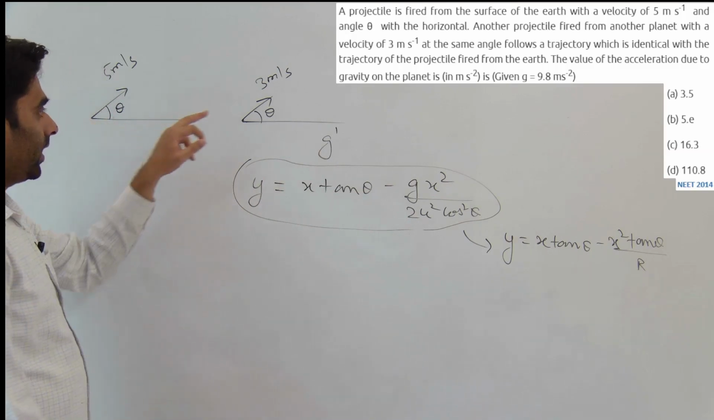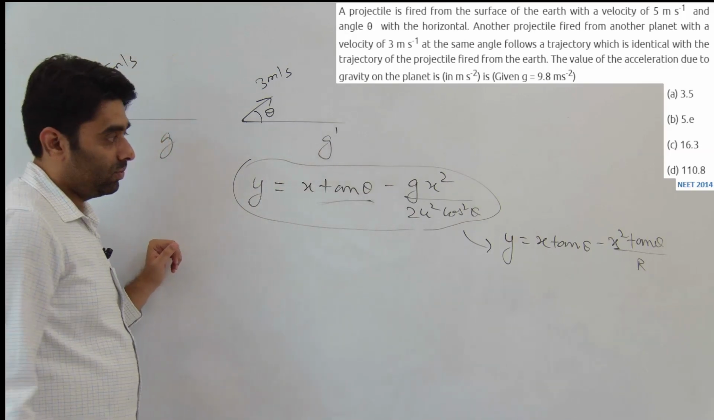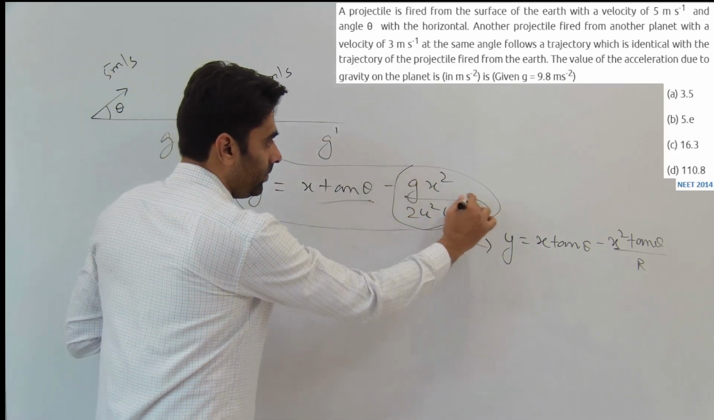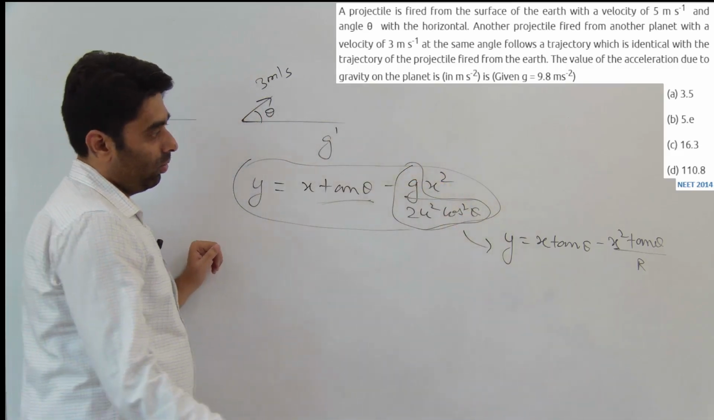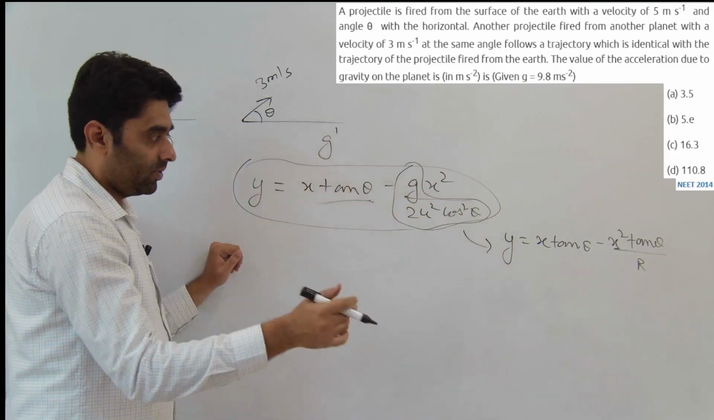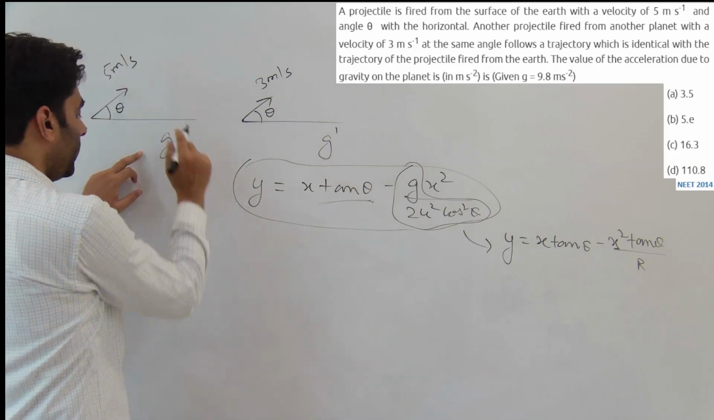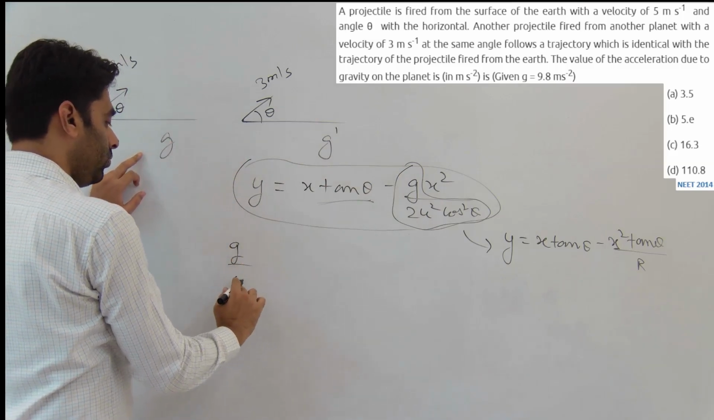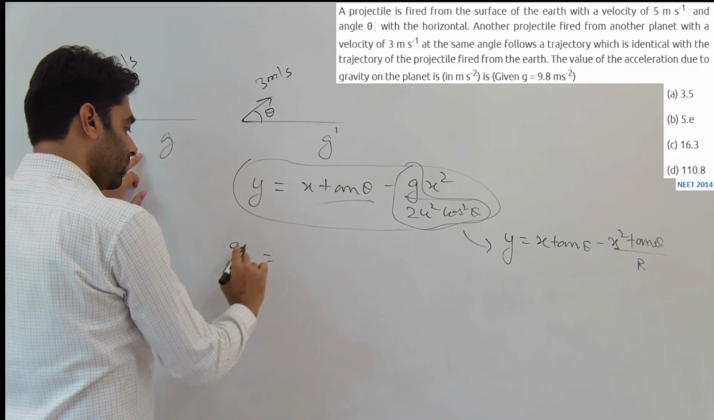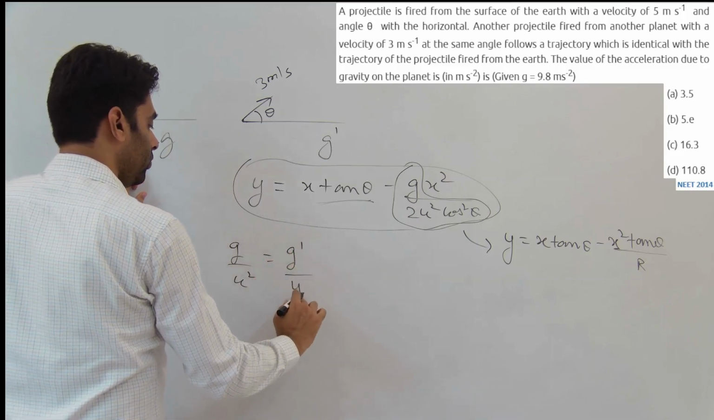Now over here, angle of projection is same. So tan theta is same. If the trajectory has to be same, that means this value should also be same. Now over here, if you notice carefully, theta is same only, so cos square theta will be same. That implies your g by u square for both the particles should be same. So g by u square should be equal to g dash by u dash square.